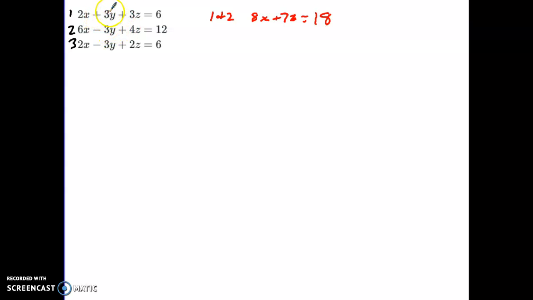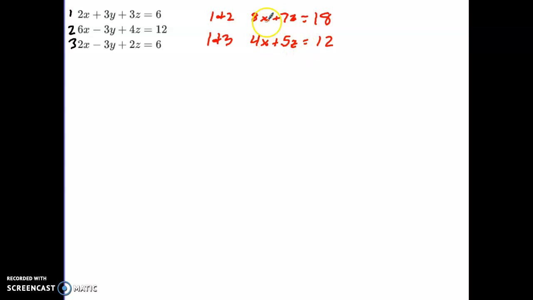And since we have a +3 in the first one and a -3 in the third one, we'll combine 1 and 3. So if I combine 1 and 3, 2x and 2x gives me 4x. The y's cancel. 3z and 2z gives me 5z. And then 6 and 6 gives me 12. So I've used elimination twice to get it down to two equations with two variables.